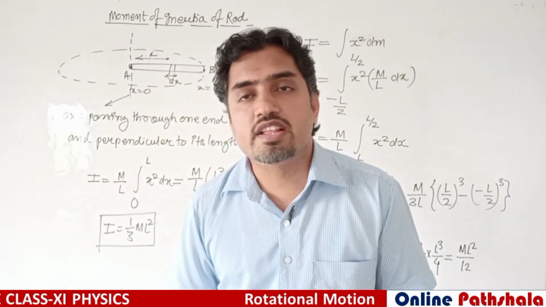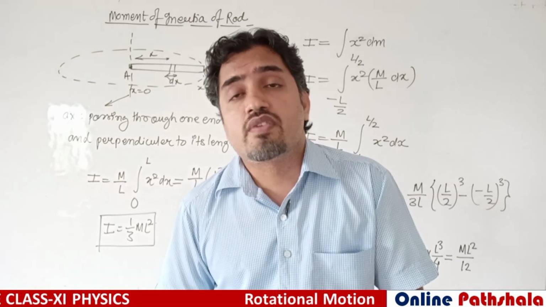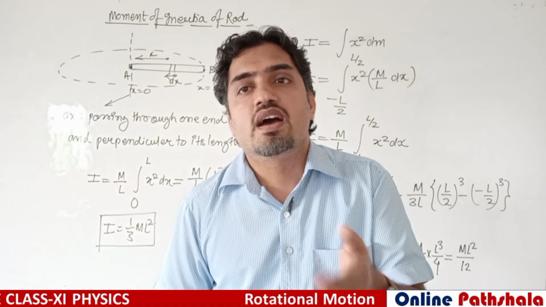So if you are finding the moment of inertia about the center, it is m L square by 12, and if you are finding the moment of inertia about one end, it is 1 by 3 m L square.